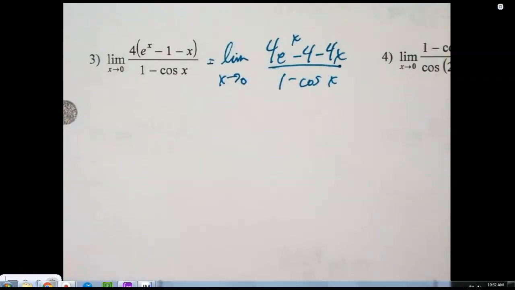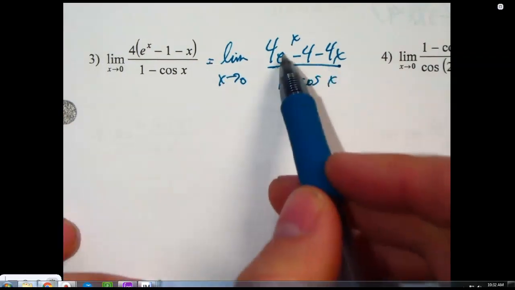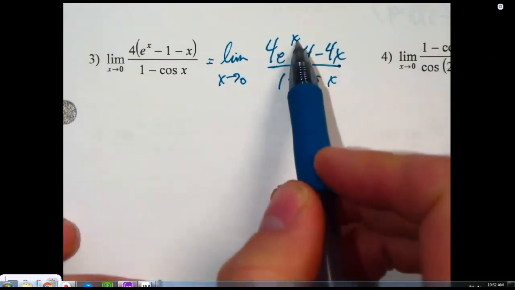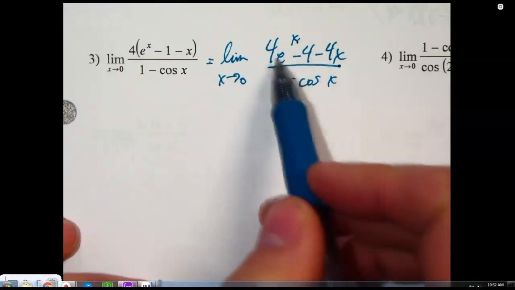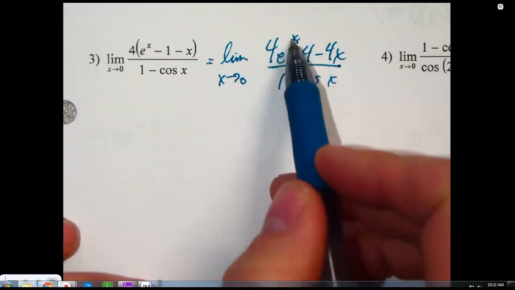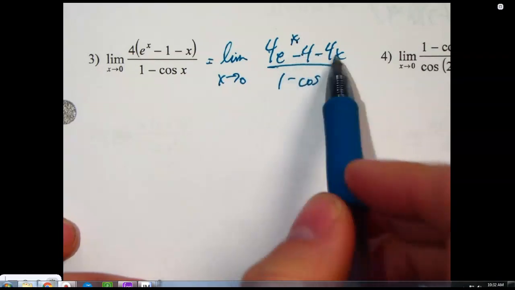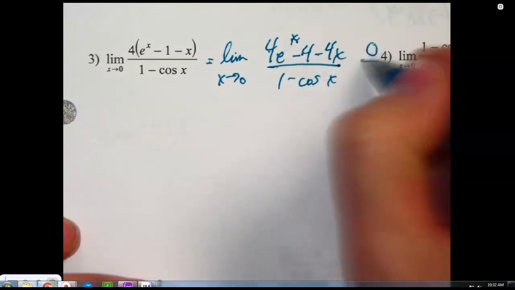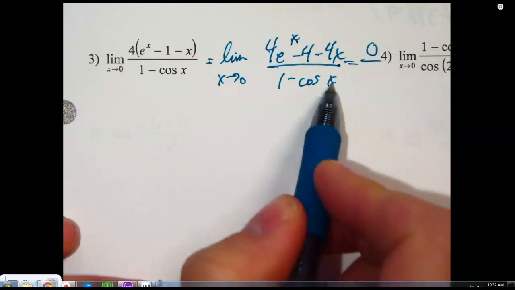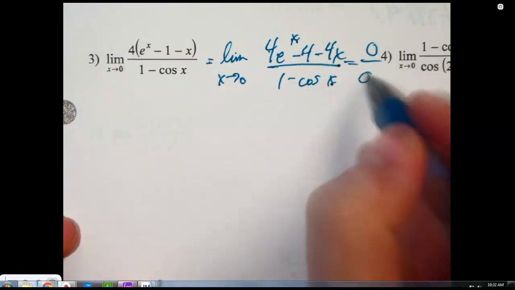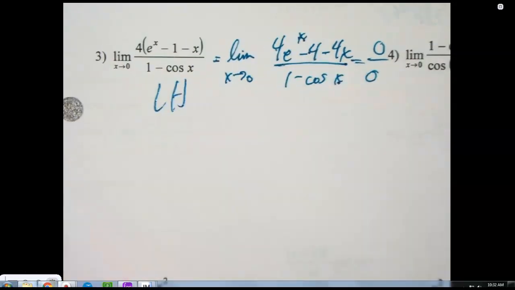So if you plug in 0 right away, what's e to any power? I'm sorry, I didn't ask that right. What's anything to the 0 power? 1. So 4 minus 4 is 0, minus 4 times 0, so you're still at 0. Cosine of 0 is 1, so 1 minus 1 is still 0, so okay, we're going to use L'Hopital's.